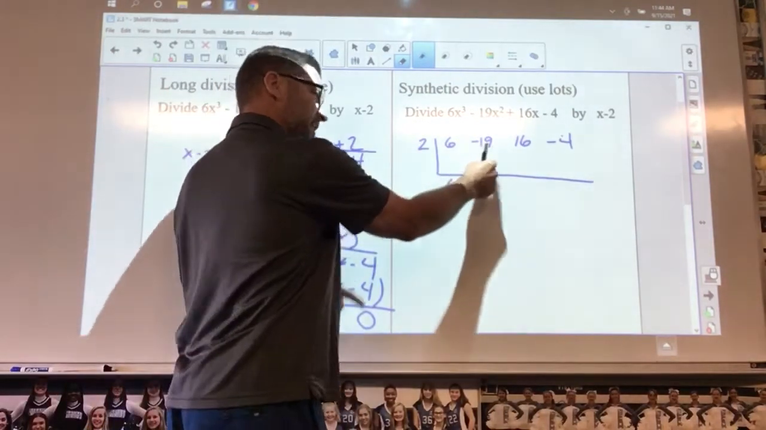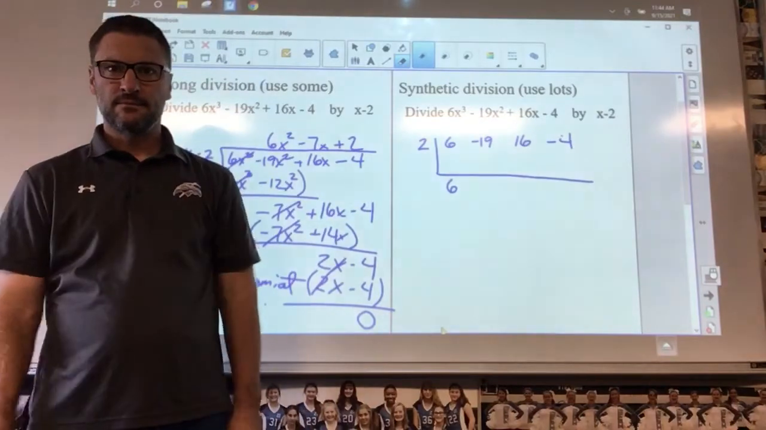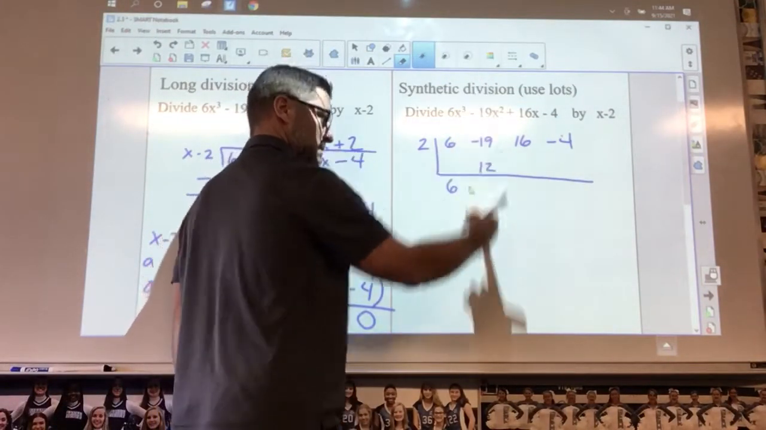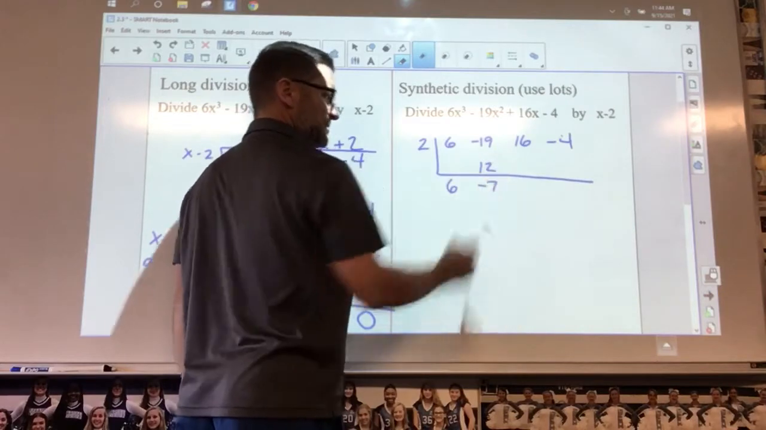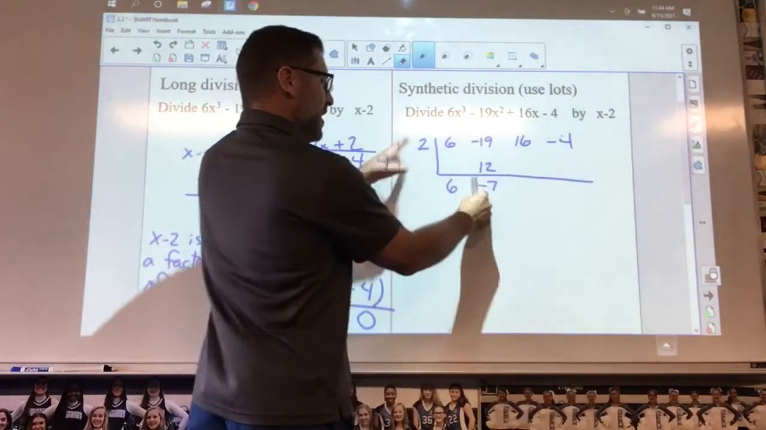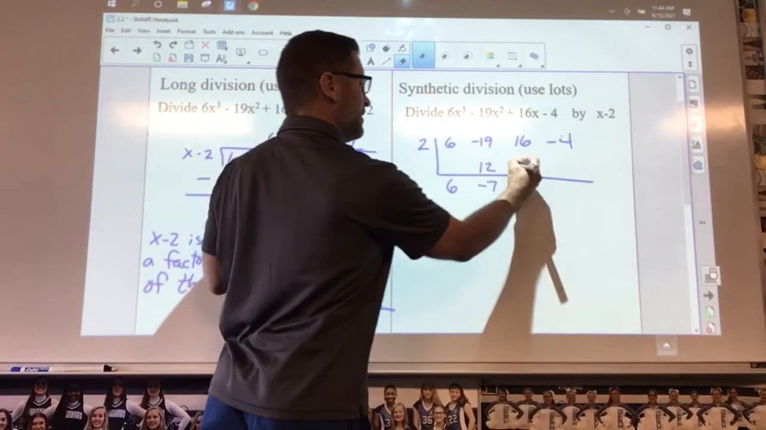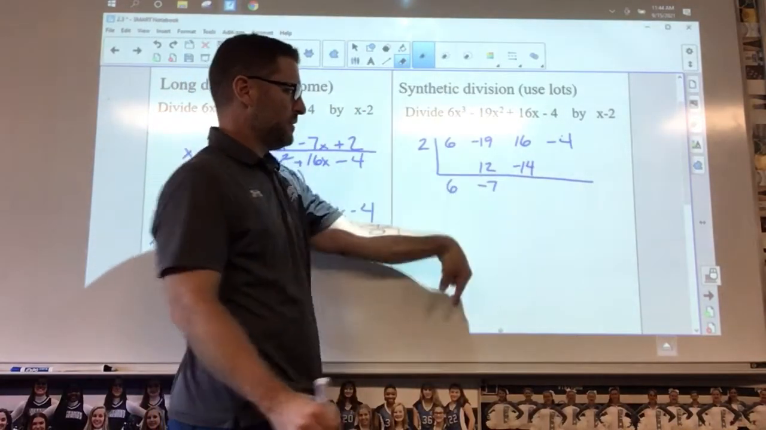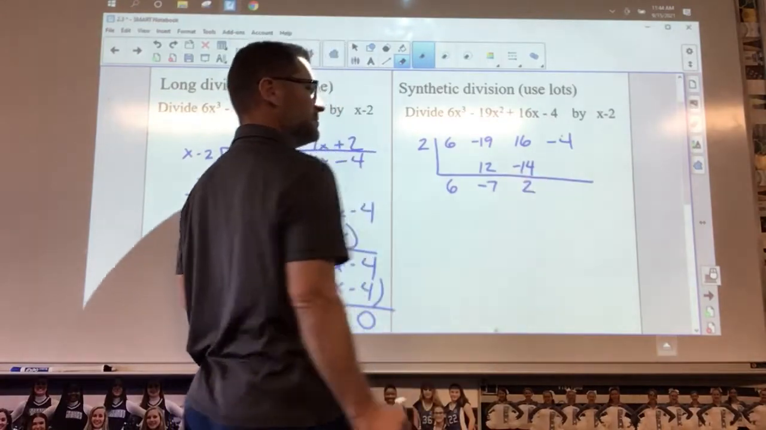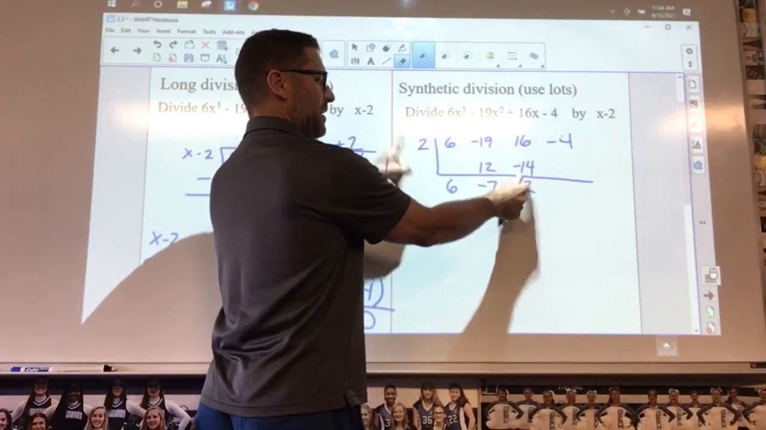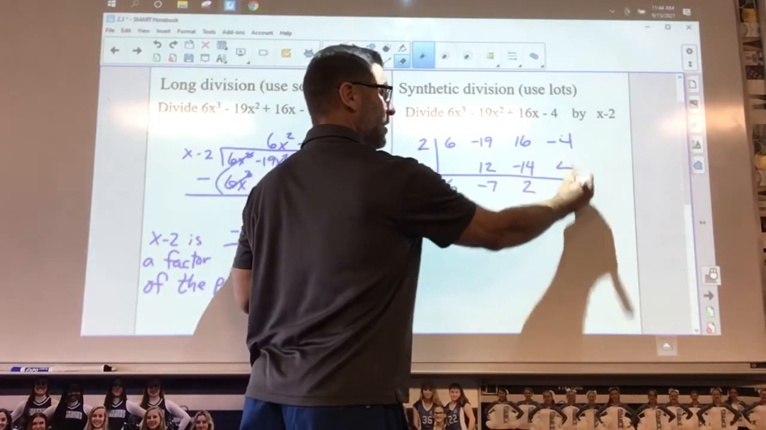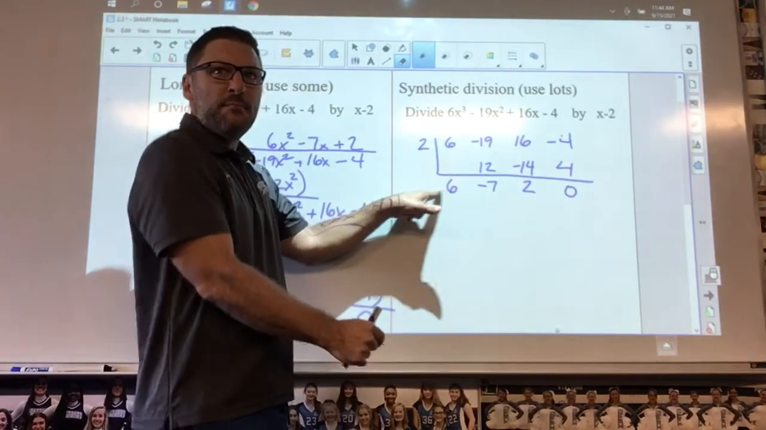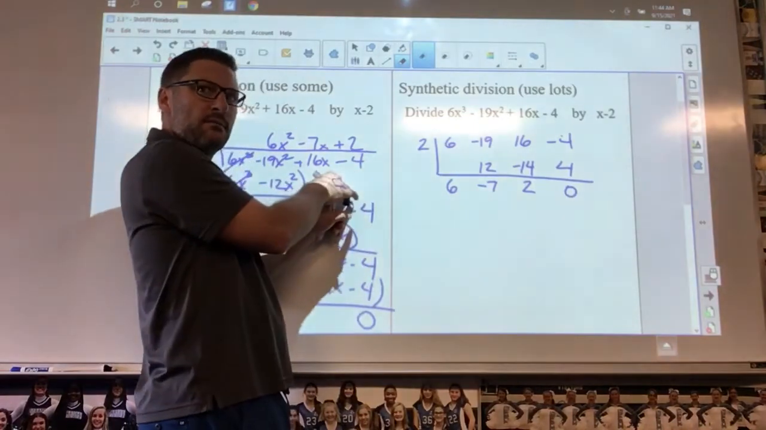Multiply and write it there. Add. Negative 7. Multiply. Negative 14. Add. 2. Multiply. 4. Add. And by the way, there might be more numbers this way.